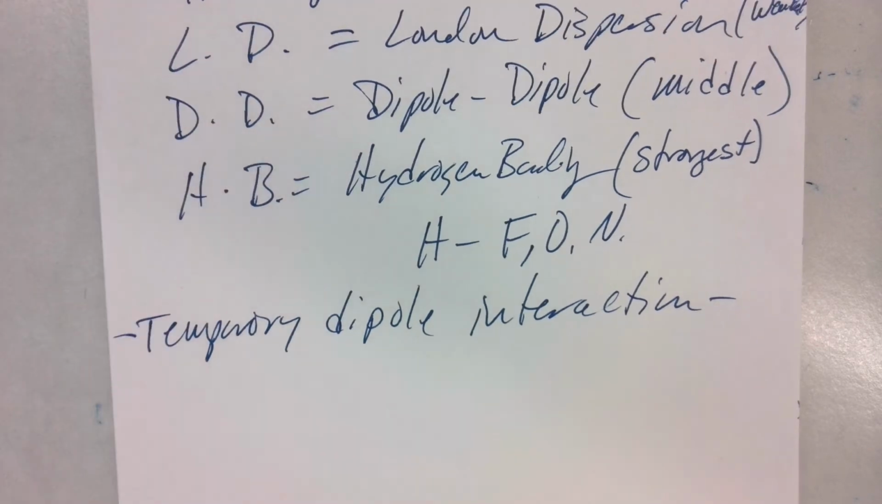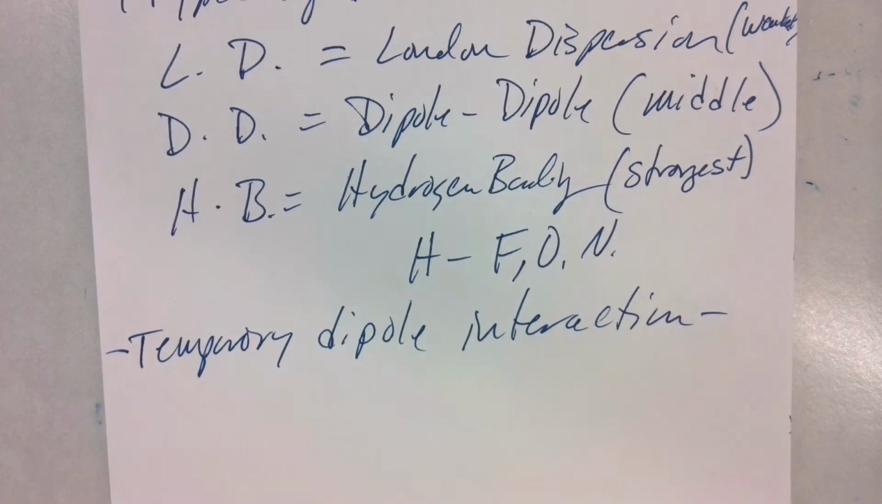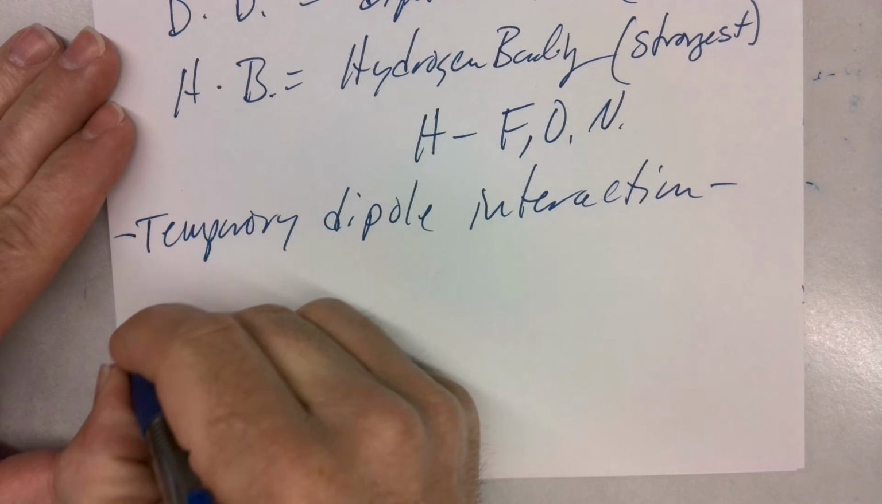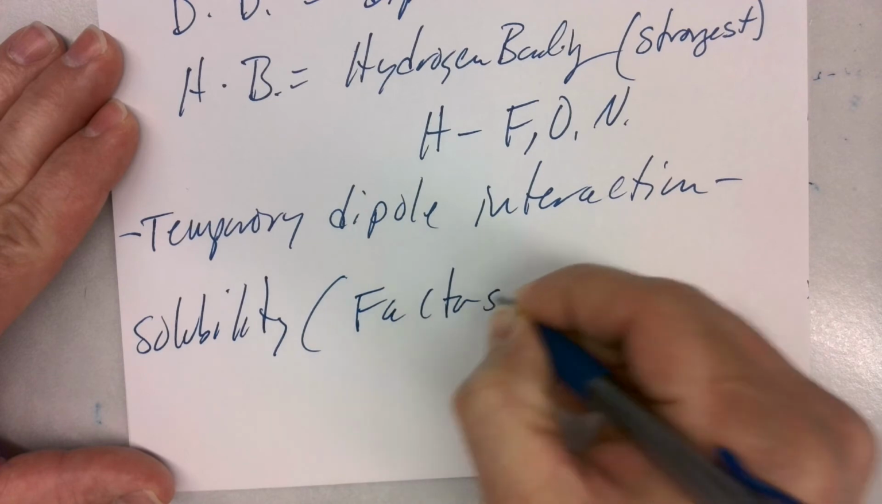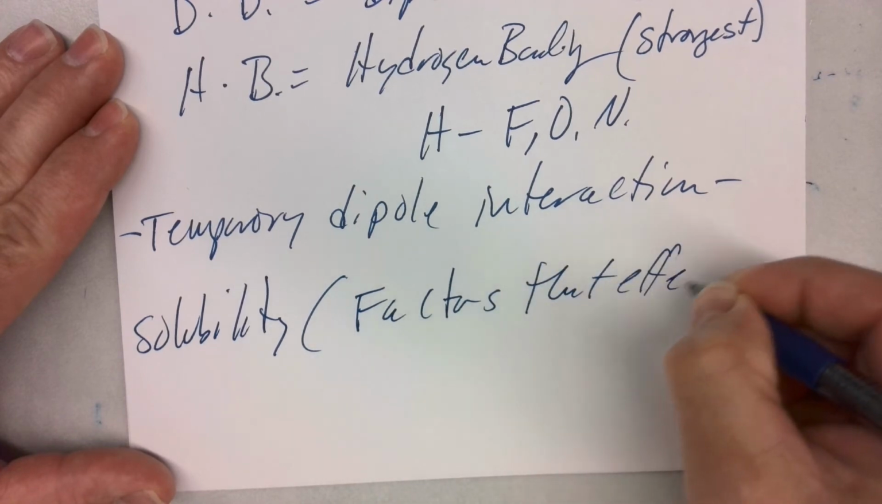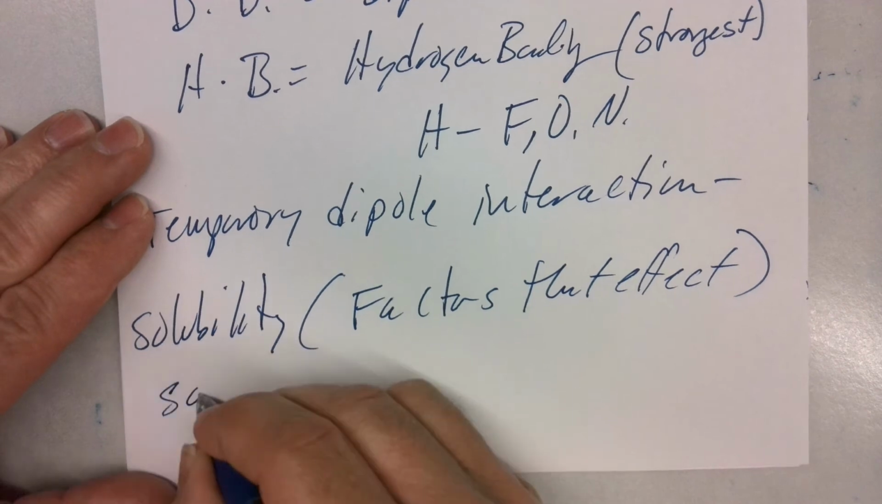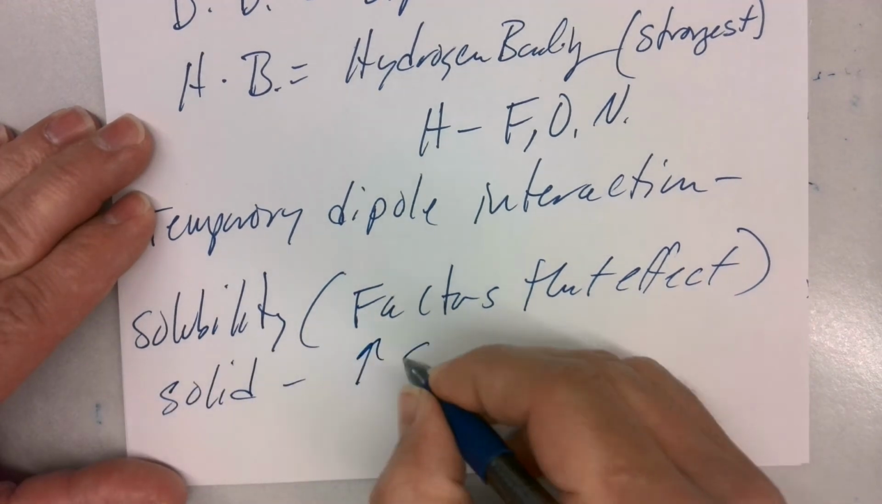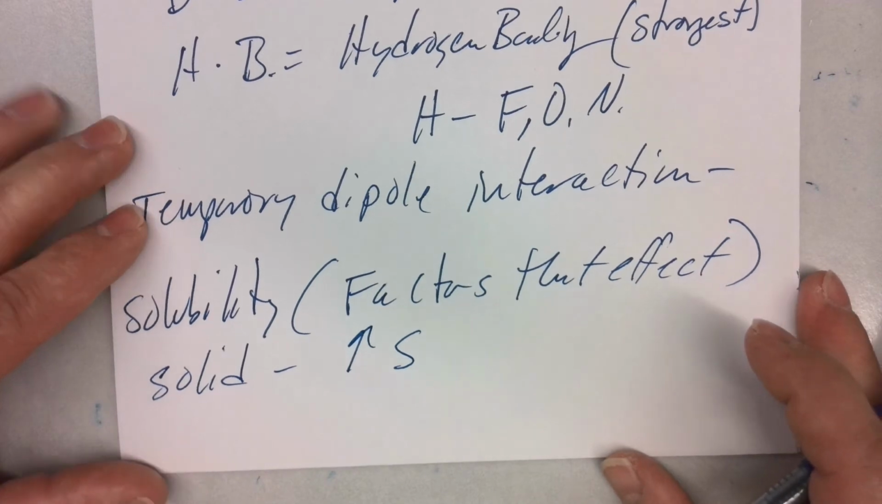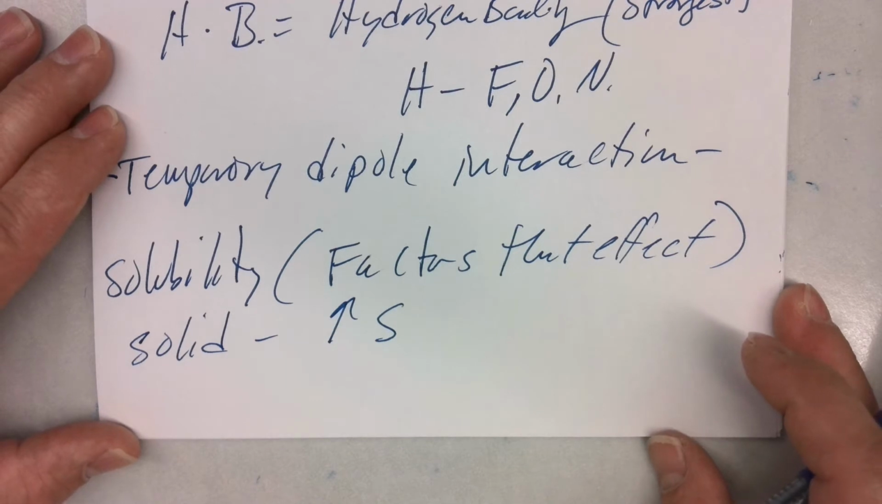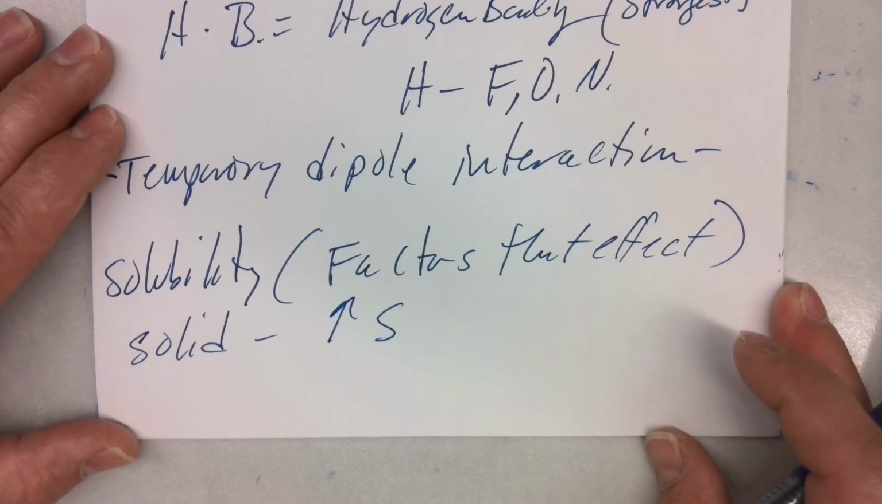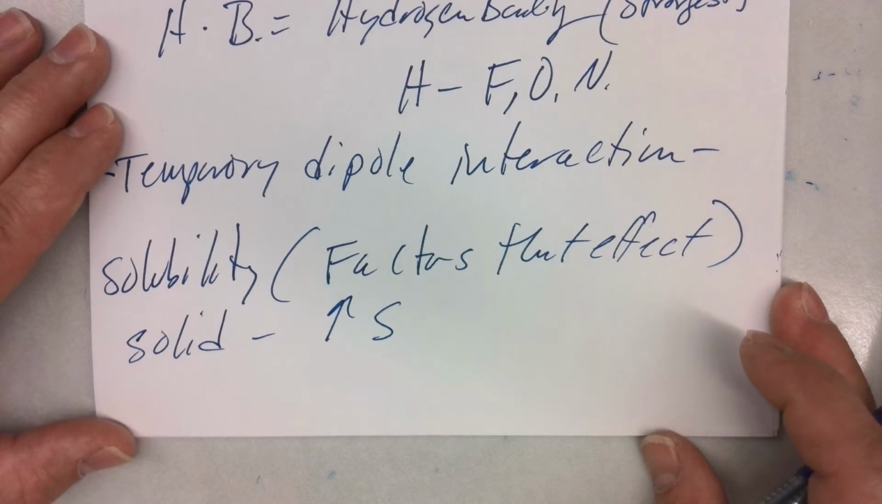And that's something I think we talked about quite a bit. Correct? Yeah. All right. Next thing we've got to talk about is solubility and factors that affect it. Now, if I'm talking about a solid and I want to increase the solubility, what do I do? Anybody remember? If I want to increase the solubility of a solid, what's the easiest thing to do?